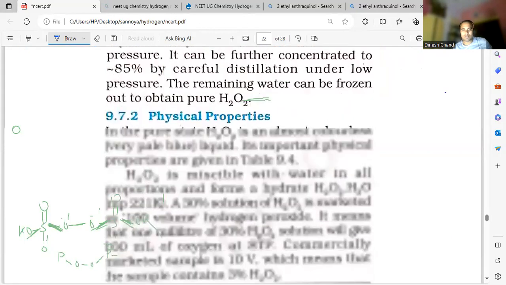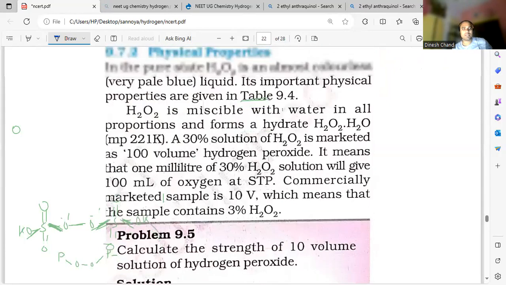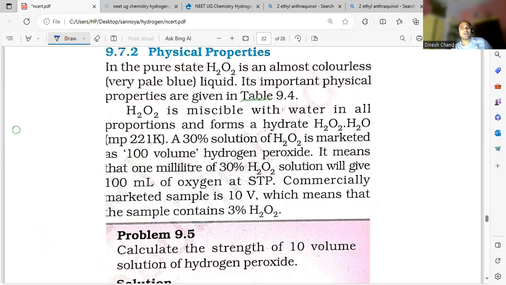Now, see the physical properties. Can you erase that? Some screen, something is coming on your screen. Yes, I can erase. Little bit you erase, please. Not getting erased. Thank you very much.